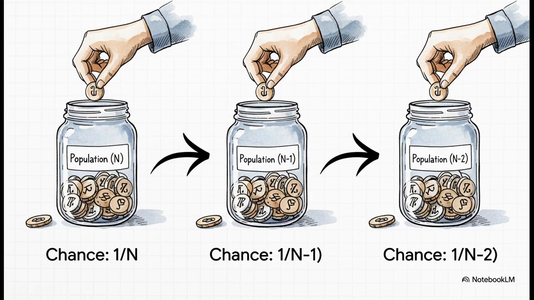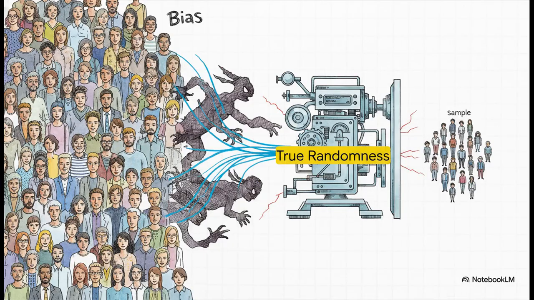If you start with n people, the first person picked has a 1 in n chance. But for the second pick, there's only n minus 1 people left in the hat, so their odds are now 1 in n minus 1. The pool gets a little smaller each time, and the odds for everyone who's left go up just a tiny, tiny bit. So why do we go through all this trouble?